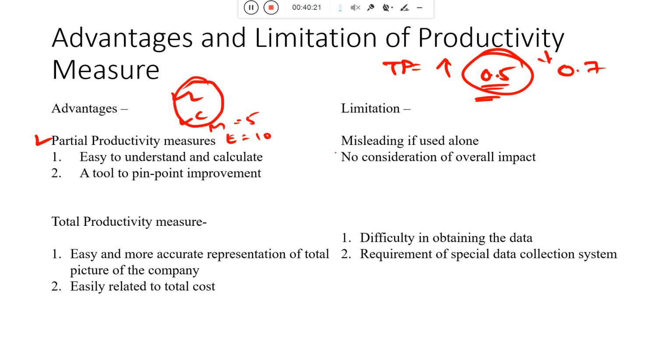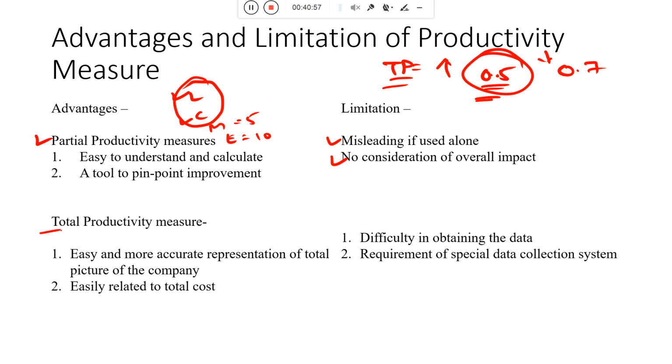The next point: what is the limitation? Partial productivity is misleading if used alone. If you use only this, it is definitely misleading. That's why people suggest you calculate both partial productivity and total productivity of the plant. Also, there is no consideration of the overall impact, since you calculate individual indices. We are not considering the overall impact; overall impact can be considered only in the total productivity measurement.